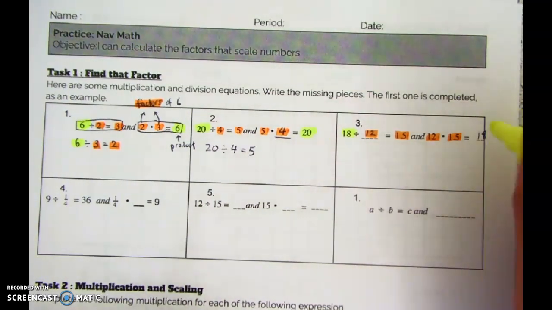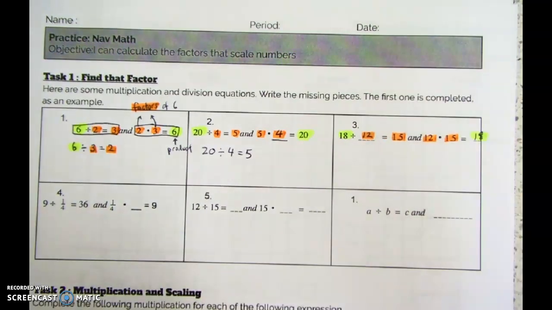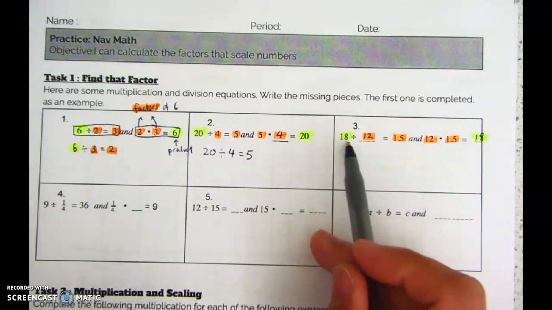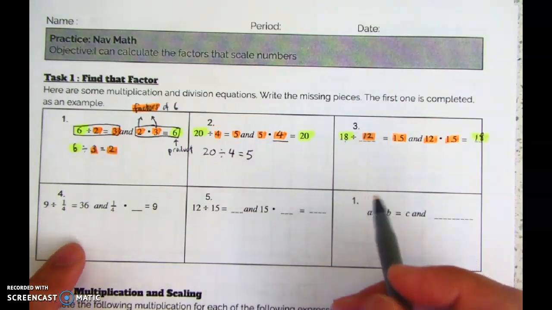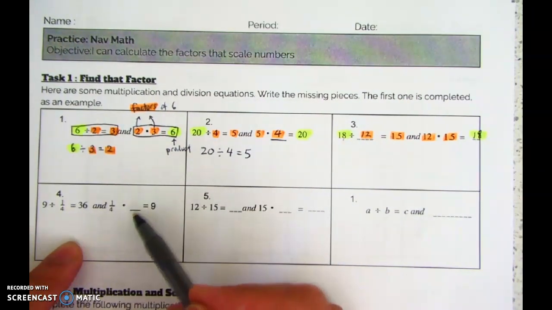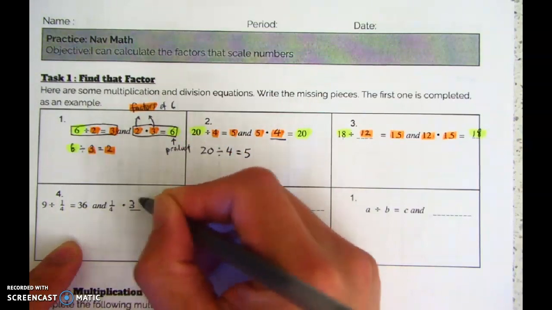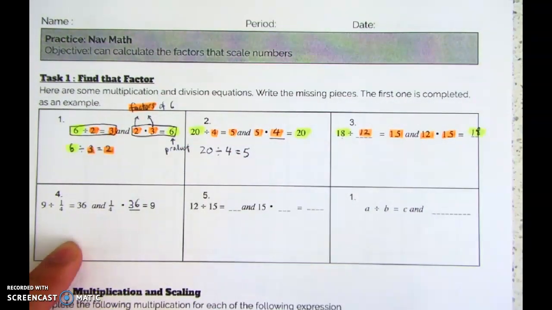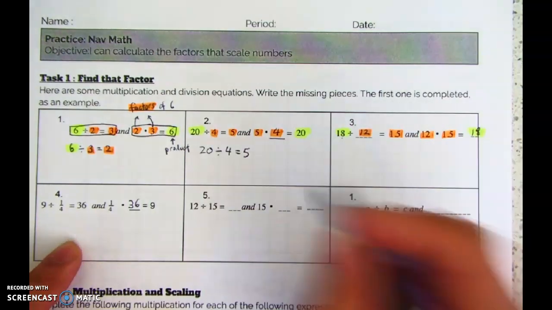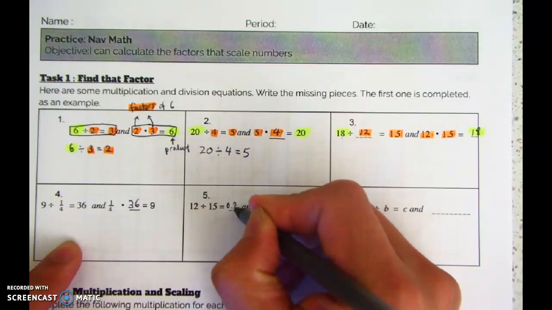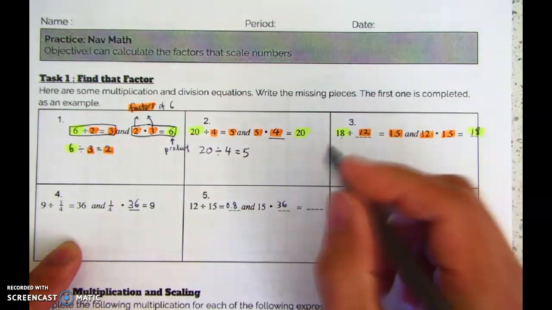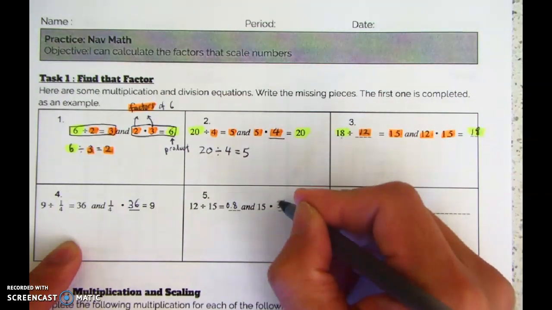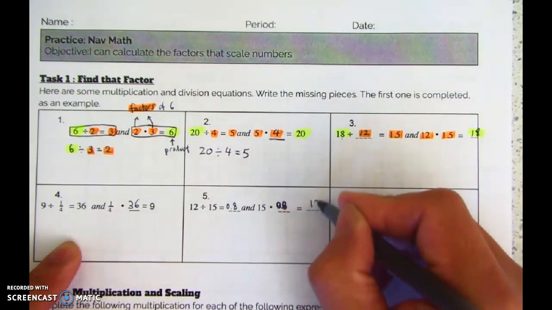Similarly, for this problem, I don't know what the product is. I don't know what the answer is. But if I look at the other problem, I notice that 18 is what I start with, so I know 18 must be the product. So going on to number 4, this one should be 36. And number 5, this one should be 0.8. Oh, sorry. This one should be 0.8. My fault. And this one should be 12.